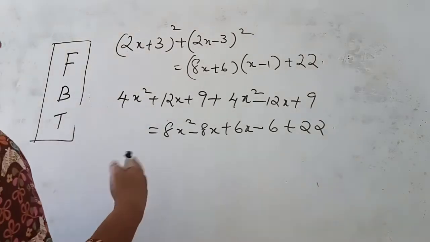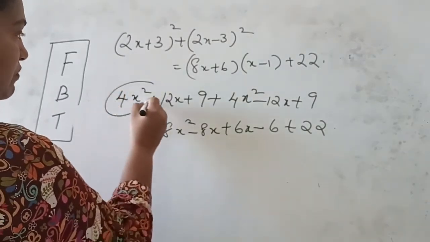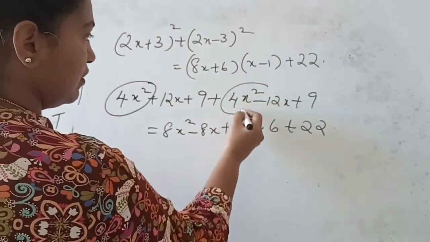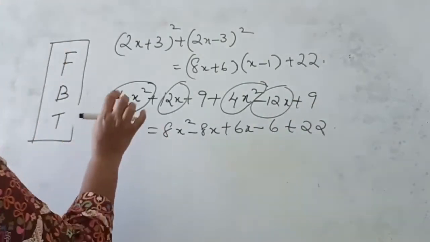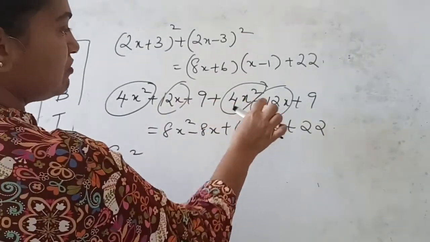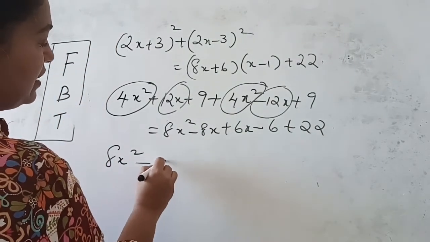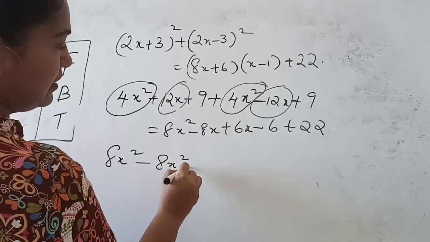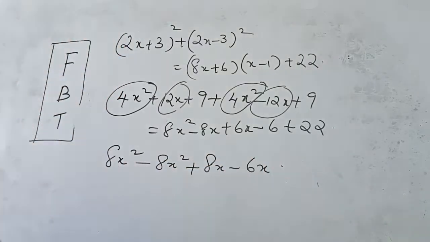Now, all the variable terms on the LHS and constants on the RHS. So, what are my variable terms? 4x square, 12x and minus 12x. So 4x square plus 4x square is an 8x square. 12x minus 12x will get cancelled. And from the RHS, I will take a minus 8x square and plus 8x minus 6x.